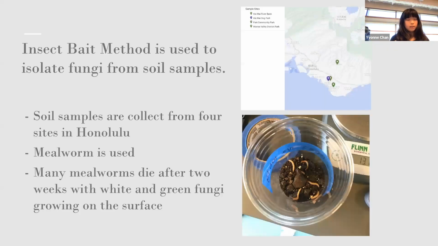An insect-based method is used for the isolation of fungi. Soil was collected from various sites in Honolulu to gather a diverse range of fungi. These soil samples were then placed into containers, and mealworms are added to the containers as bait for the fungi. Over time, the mealworms are killed, and a few days after the death of the mealworms, a visible white and green fungal growth could be observed on the surface of their skin. This is a sign that the fungi exist in the samples.